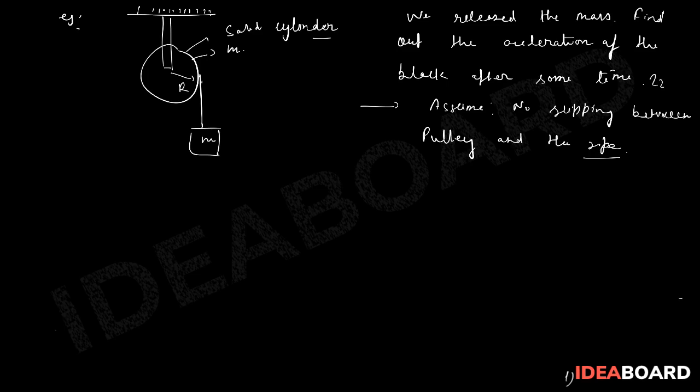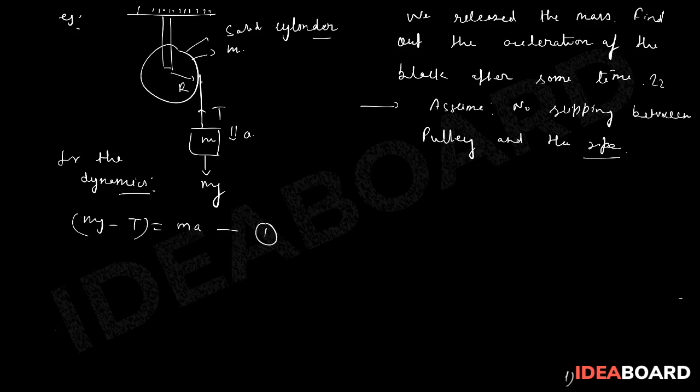So if you draw the FBD here, there will be mg force and there will be certainly tension here. Let us take acceleration is a. Then for the dynamics we can write mg minus T is equal to m into a. Let's say this is equation number 1.